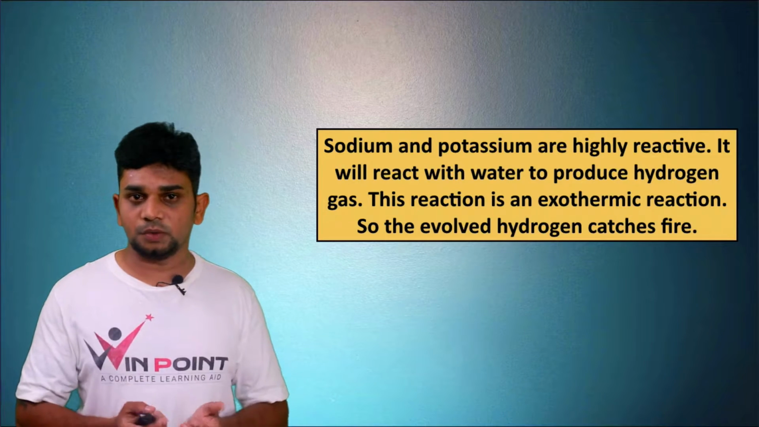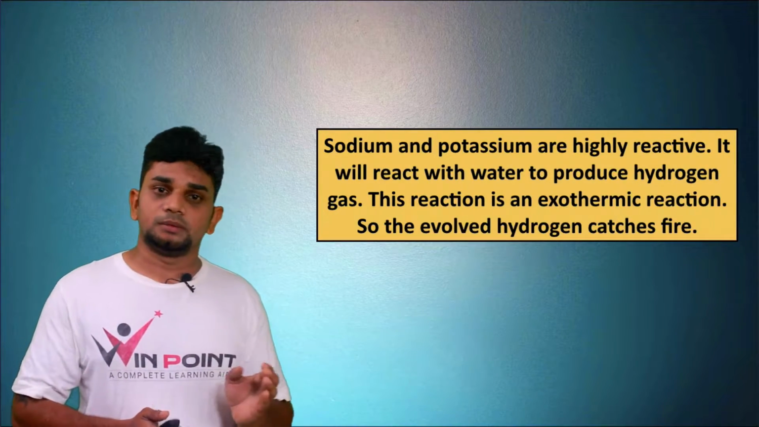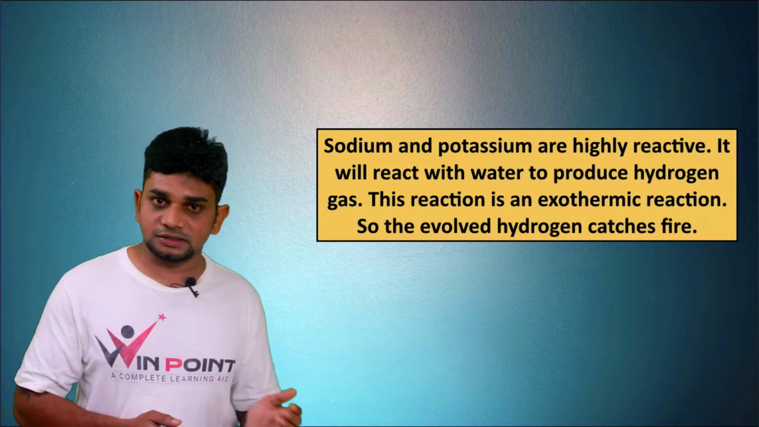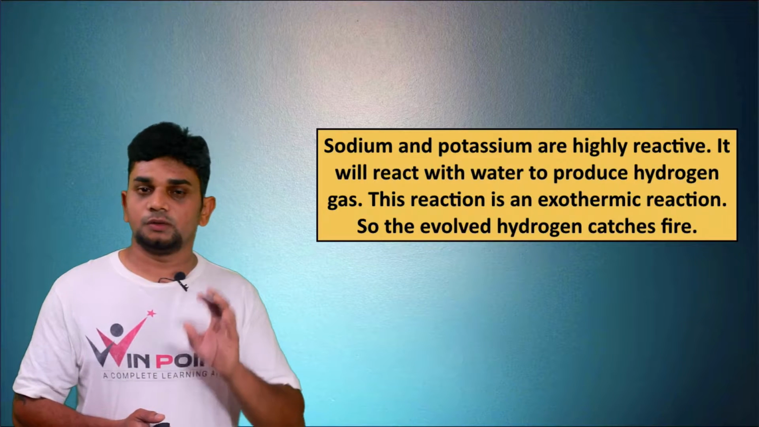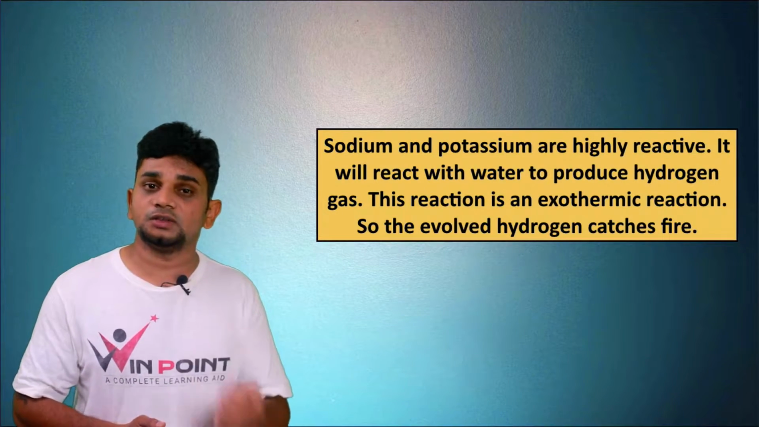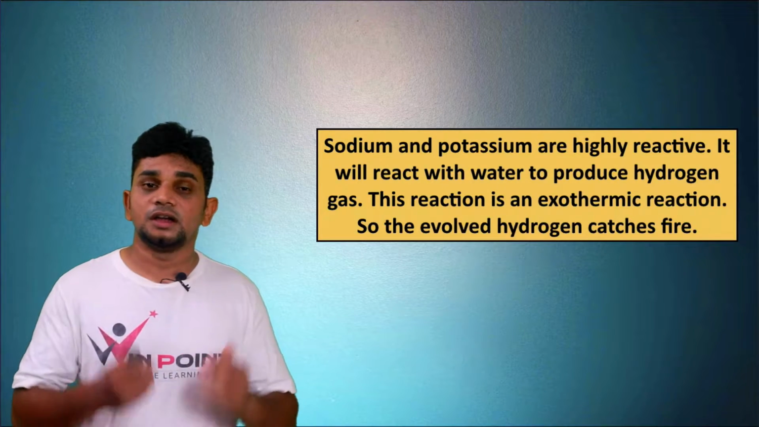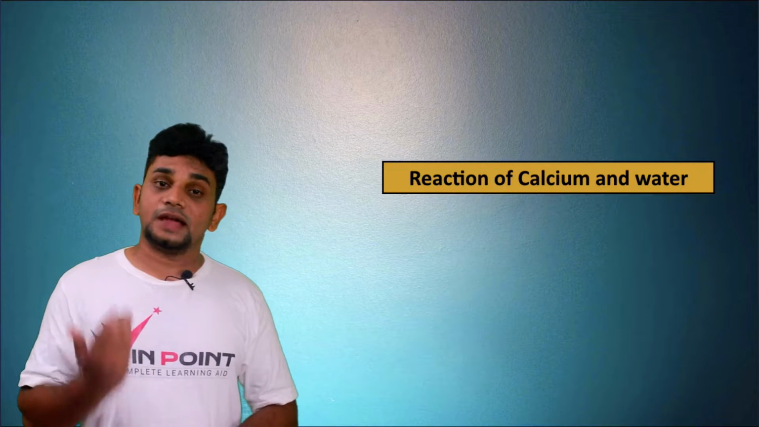This is a very important point. If there is a reaction between water and sodium, there will be sodium hydroxide and hydrogen. If there is a reaction between potassium and water, there will be production of potassium hydroxide and hydrogen. This hydrogen gas evolved will catch fire because these reactions are exothermic. It will liberate heat. Next one is reaction of calcium with water.